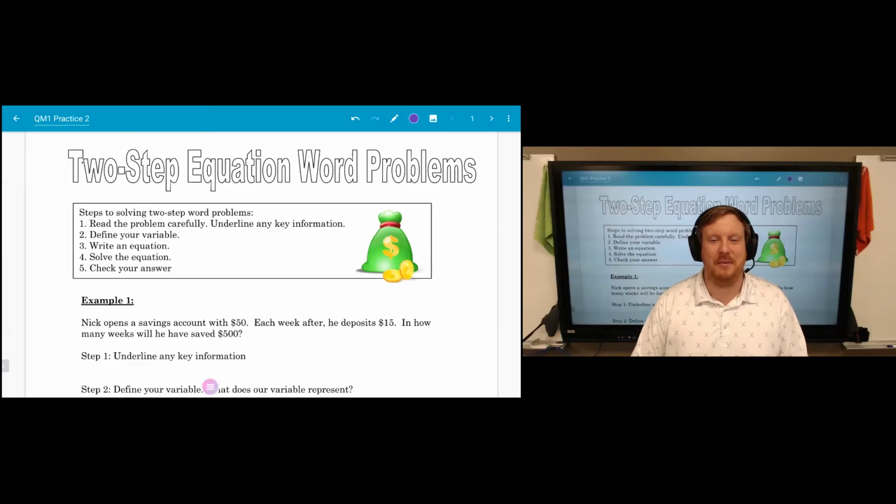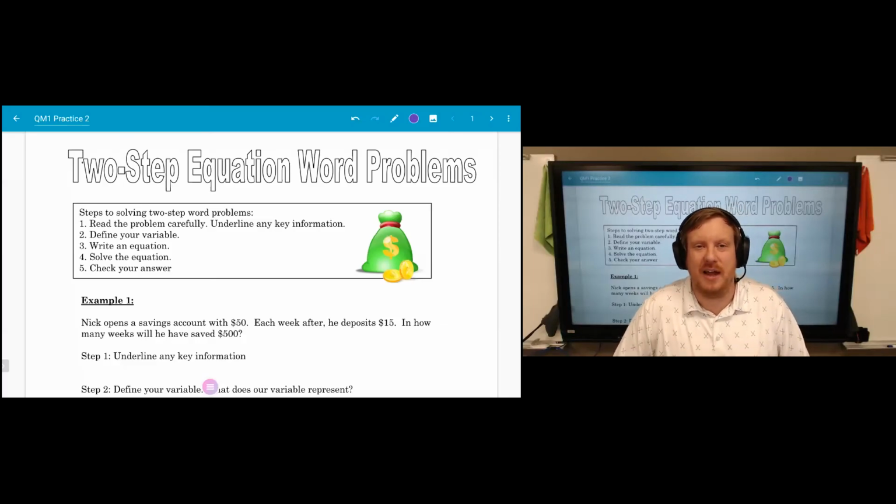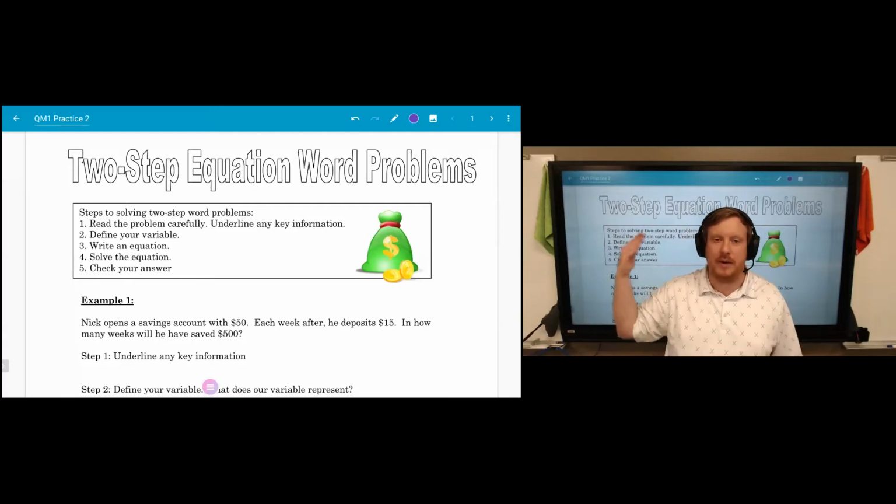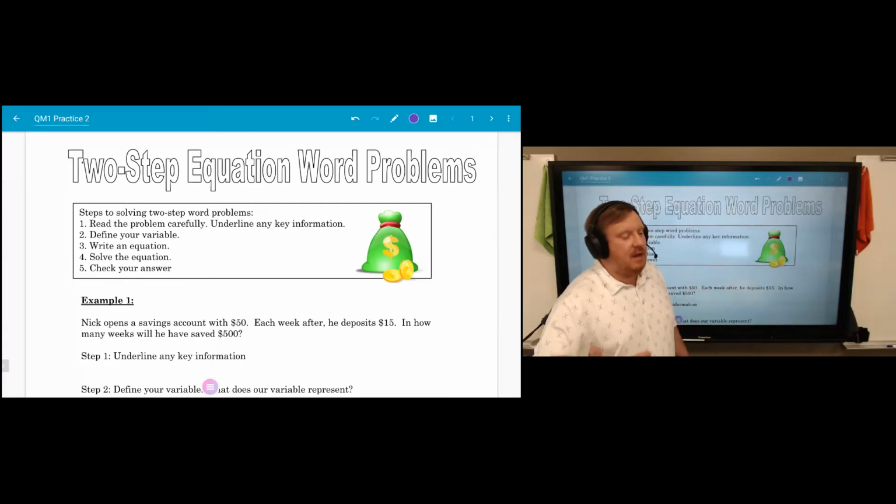Hello, Algebra 1. In response to the most common question I've got on QM1, we're going to talk about a strategy for taking care of two-step word problems. All right, so let's take a look at what we got. It says steps to solving two-step word problems.